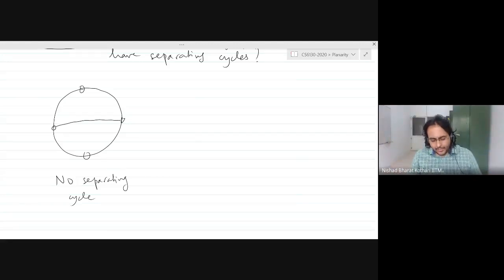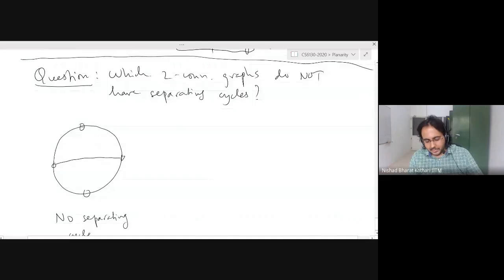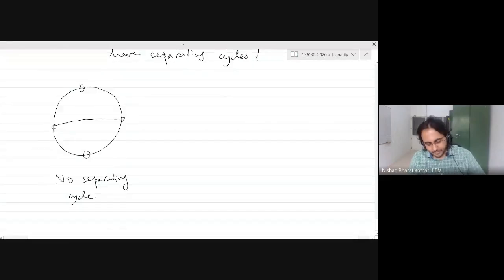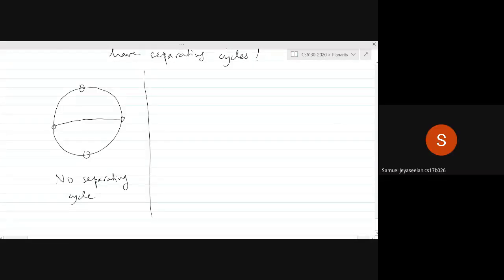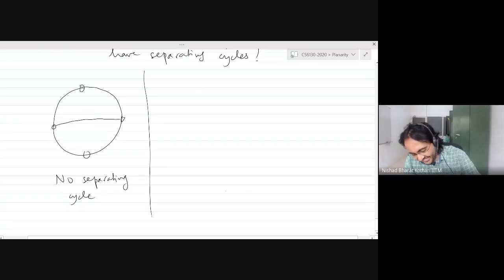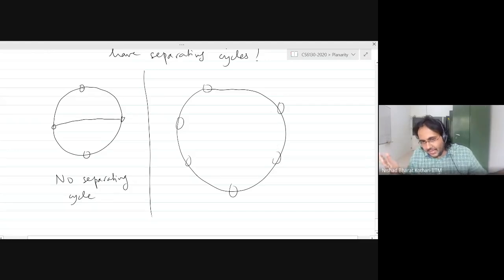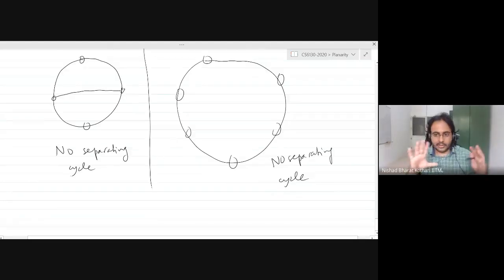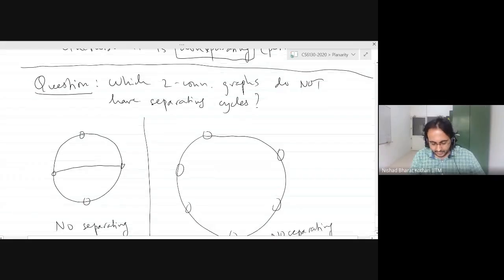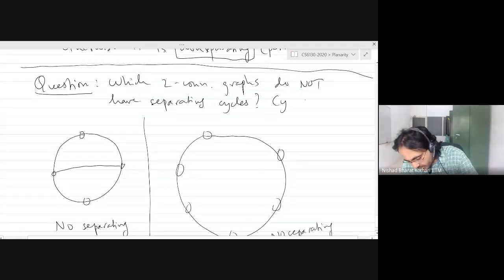Okay. I want a simpler graph that does not have a separating cycle. Come on, the simplest graph. Just one cycle. If your graph is just one cycle, then there is no separating cycle. There are 0 bridges for any cycle you pick because there's only one cycle to pick, right? No separating cycle. So all the cycles are an example of graphs that do not have a separating cycle.